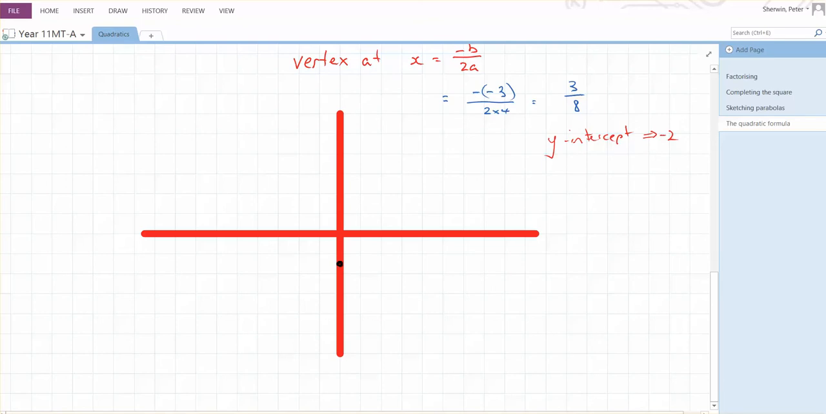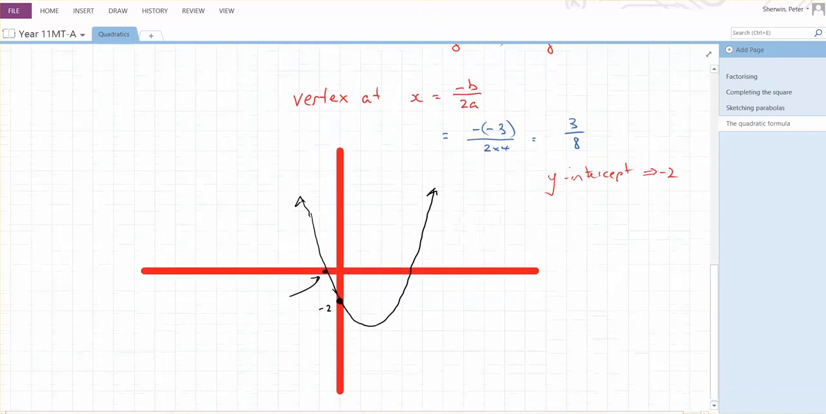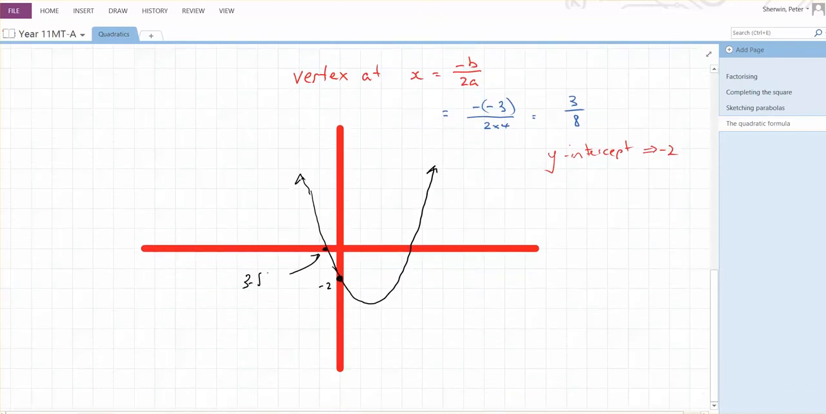So let's put all this information down now, not to scale. I'm calling that minus 2. I'm coming through there, I'm dipping. I know it's a concave up parabola because it's a positive x squared. This is at minus 2. This point here is 3 minus root 41 over 8. I'm just leaving that in exact form at the moment. This point is 3 plus root 41 over 8. Now the vertex here has x coordinate of 3/8.